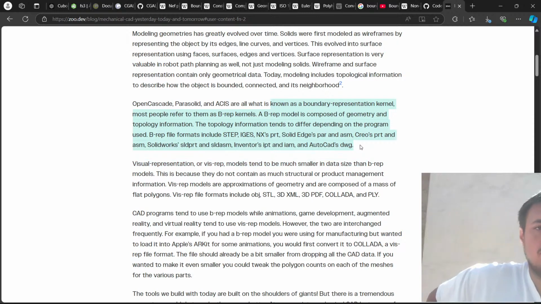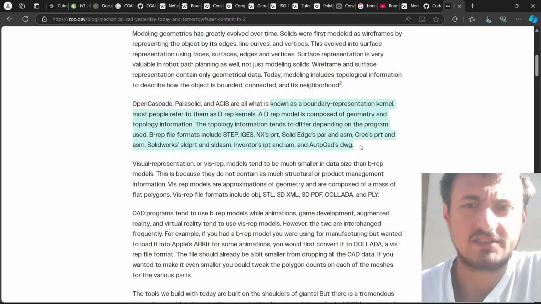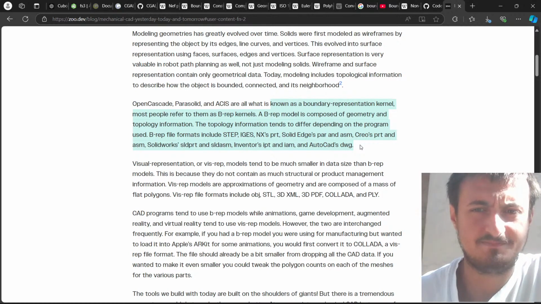A BREP model is composed of geometry and topology information. The topology information tends to differ depending on the program used.